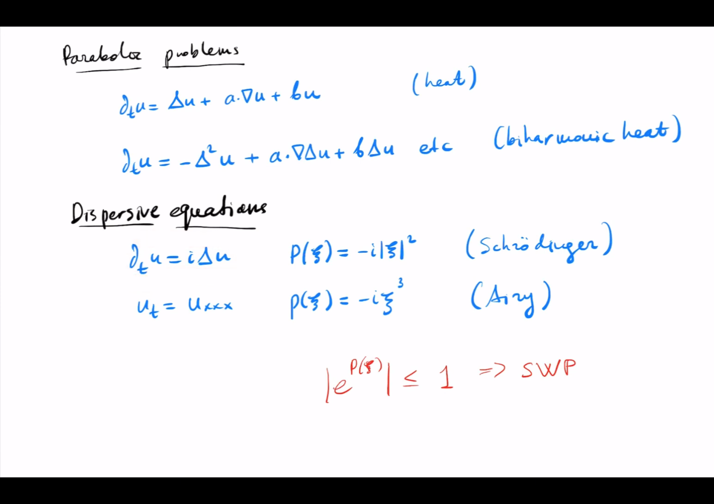The next example is the so-called Airy equation. It's a third order equation. Again, the symbol of the right hand side is purely imaginary, so again it's strongly well posed. And we can see this is third order, so for example we can perturb it by a backward heat operator to make it not strongly well posed, but by itself it's actually strongly well posed.